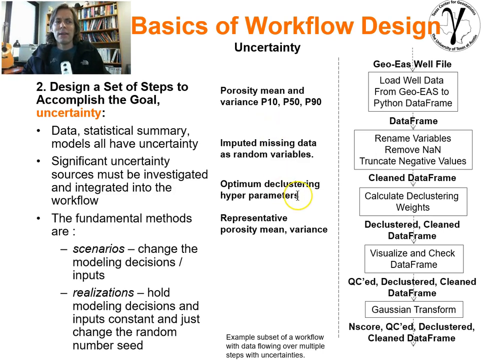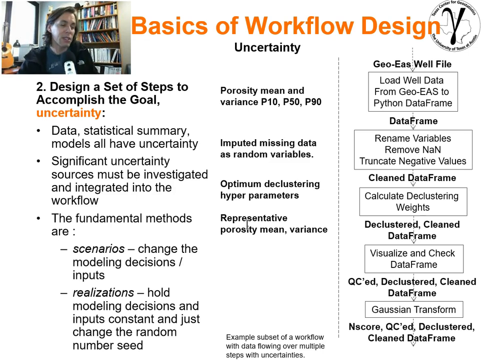Maybe we find out that the hyperparameters for declustering are uncertain, and we want to treat them as uncertain as part of the uncertainty model. We should be documenting all of these sources of uncertainty as we're building the workflow and as we're conducting the work. We will talk later about a variety of different methods for quantifying uncertainty that we will include.